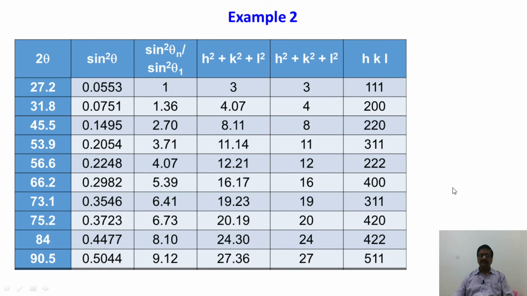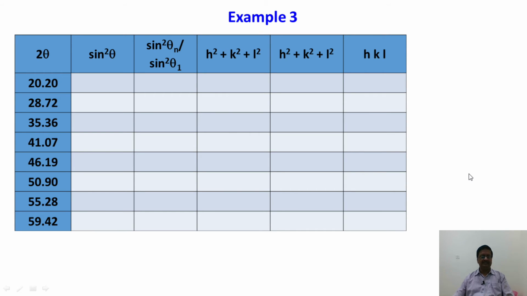So then again we try to guess what should be the h, k and l, such that their sums of the squares of those numbers will be 3, 4, 8, 11, etc. You see, when we want to go 11, it is 3, 1, 1, but it can be 1, 3, 1 or 1, 1, 3 and so on. So these numbers, these HKLs indicate the corresponding family of planes.